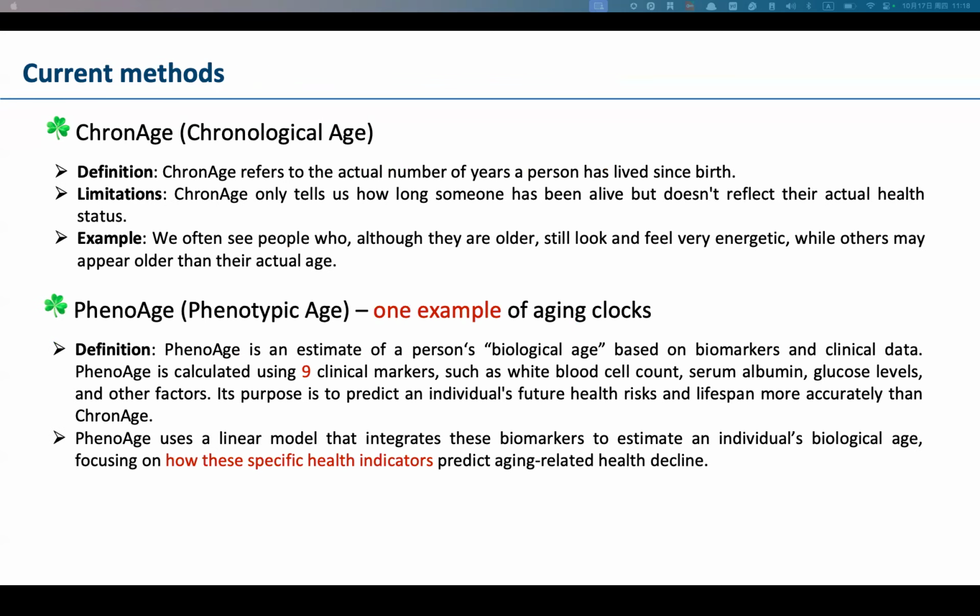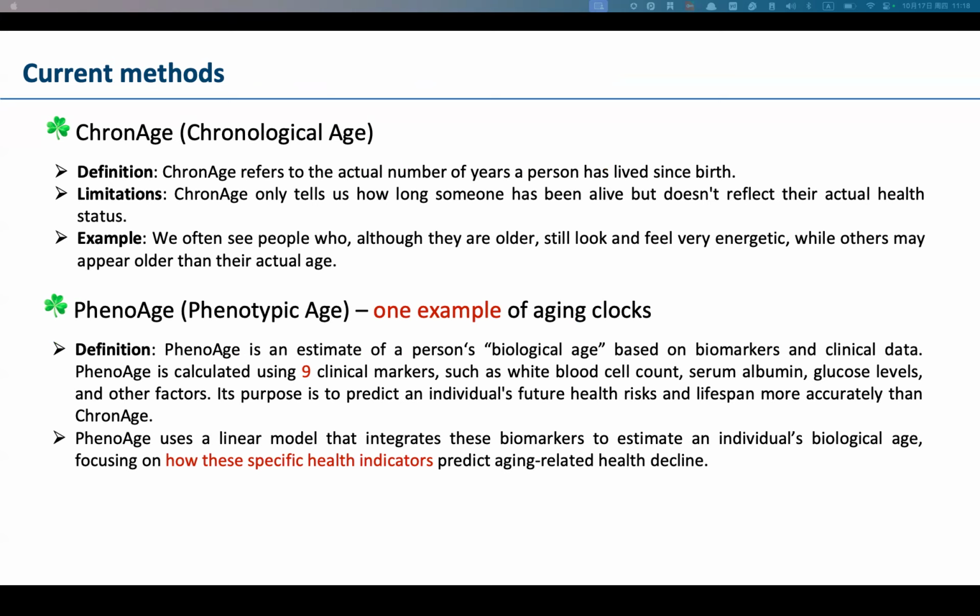So this paper, first let me introduce the current methods. First is chrono age. That means the CA that I introduced before. It refers to the actual number of years a person has lived since birth. That means I was born in 1996, so my CA is 28.